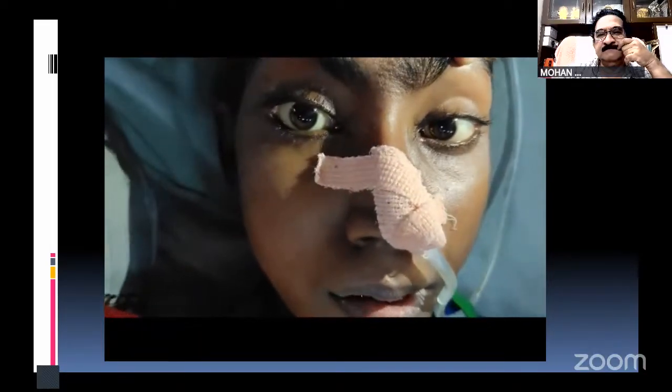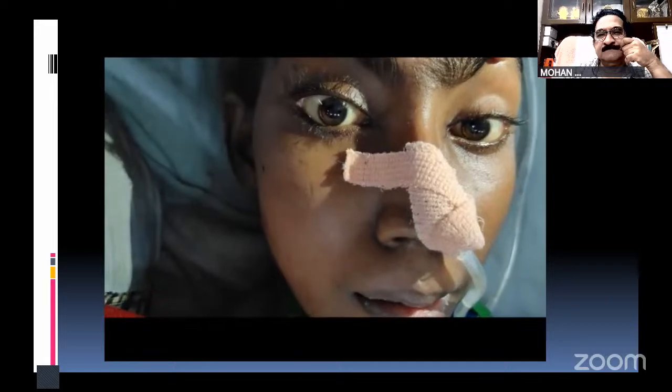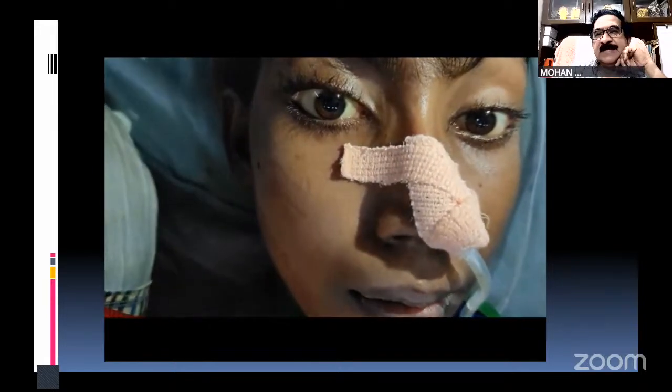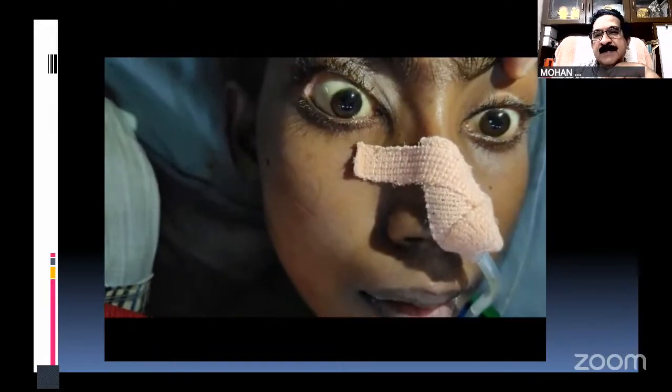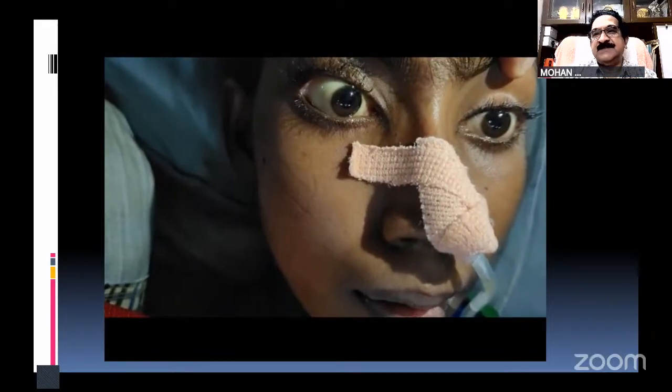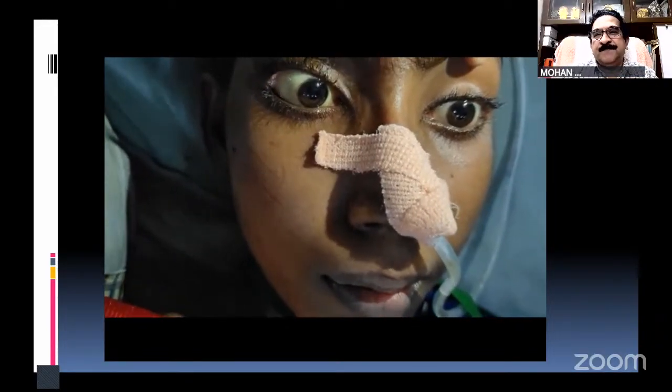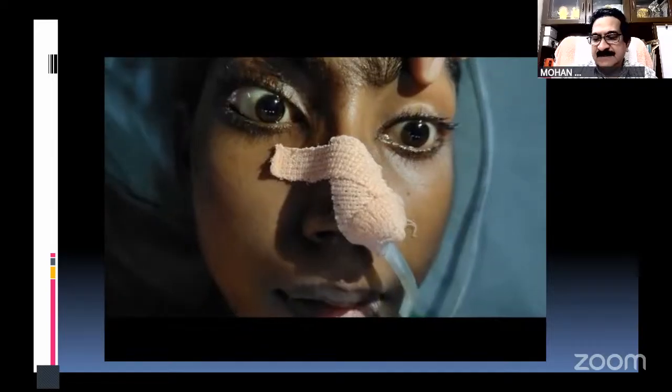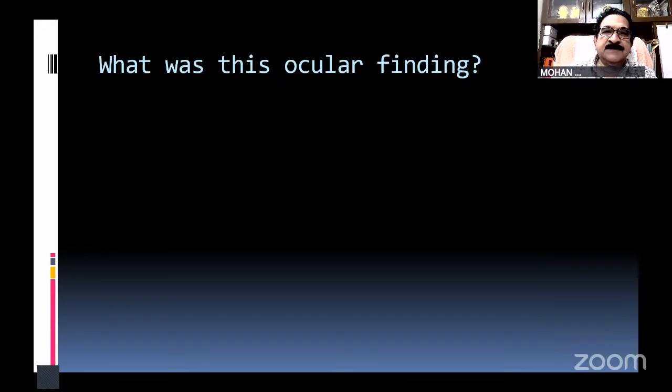She is unable to look either in an upward direction. She is in altered sensorium stage. Difficult to look downward. Pupils were dilated and not reacting to light. So this is the ocular finding.